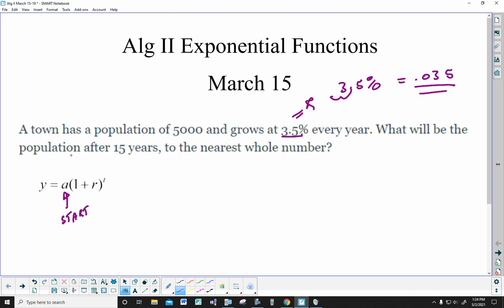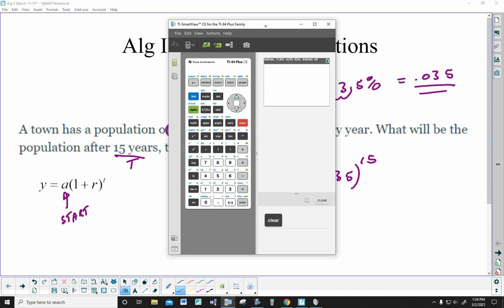What will the population be after 15 years? So then this is your time. Okay, so we have an amount we start with, that's A. We have a rate, and then we have a time. So you've got population instead of Y, in this case population is going to be 5,000 times 1 plus 0.035 raised to the 15. So you just grab your calculator and you're just going to type it in.